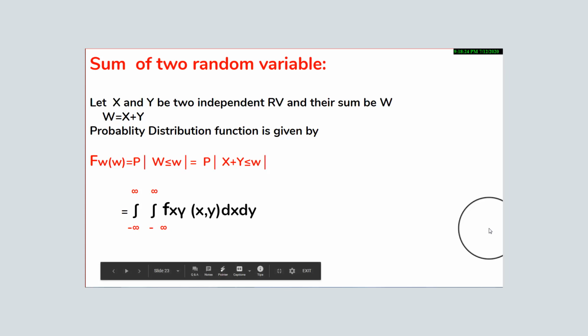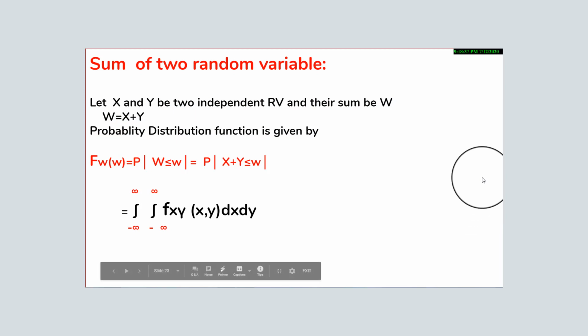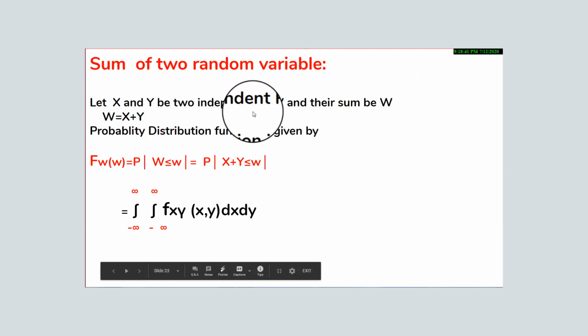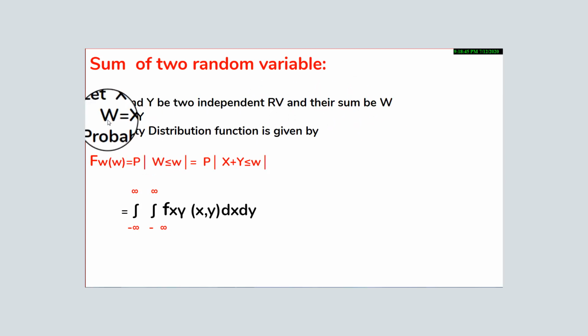Coming to the next topic, which is the sum of two random variables. Till now we have seen only a single random variable with value x. Now coming to the next one, it is two random variables. Let X and Y be two independent random variables and the sum be W. So we can write W is equal to X plus Y.